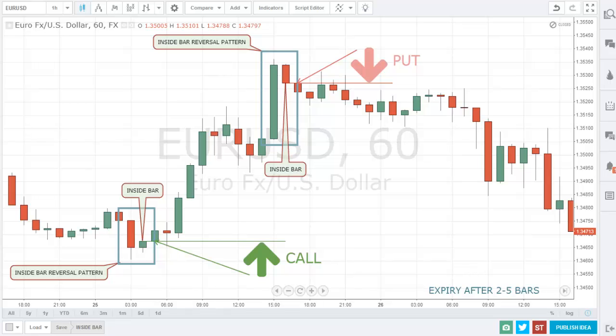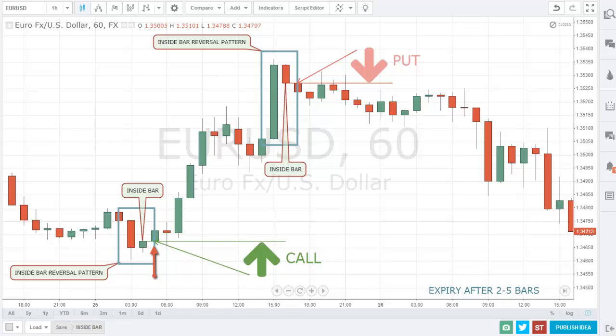When the inside bar was formed, it is necessary to get additional confirmation of the reversal, like important levels, moving averages, and so on. Then watch the candle after the inside bar. You need to buy a call or put option depending on which way the price will break outside the bar. In the first case on this chart, the next bar went up. So you should buy a call option immediately after the price breaks above the maximum of the inside bar.